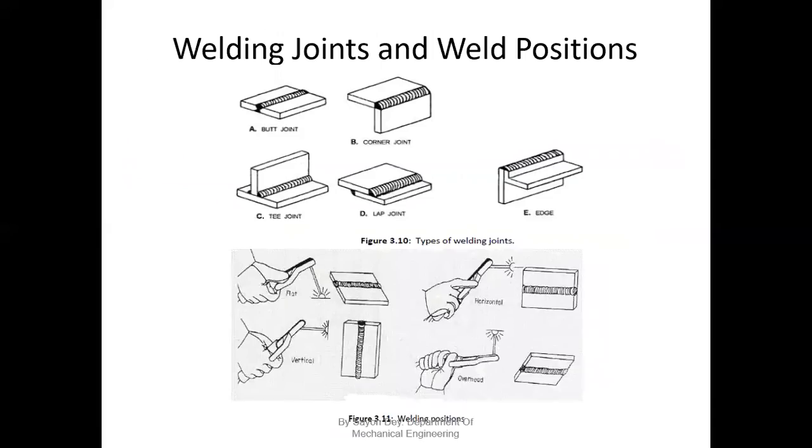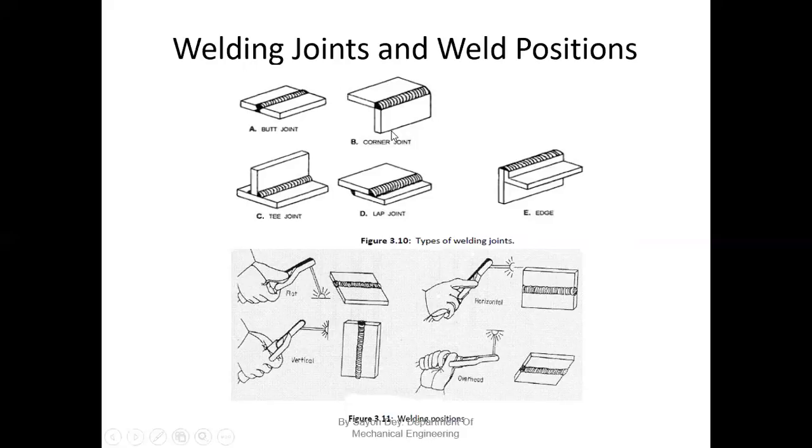These are the common joints that we can get through our welding shop. Most important is the butt joint. These are the joints according to their positions. Butt joint, corner joint. We can see the two metal pieces are held in a corner. This is called a corner joint. This is T shape, and this type of joint is called a T joint. This is called a lap joint. This is called an edge joint.